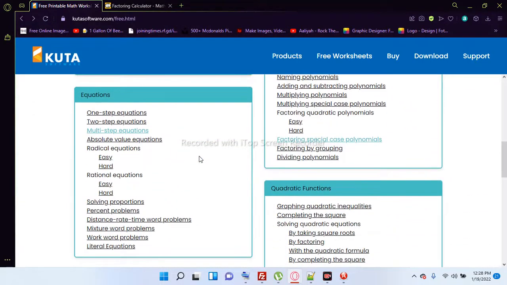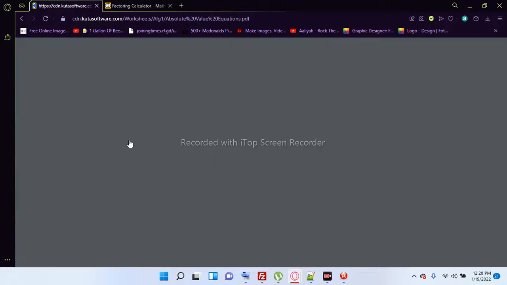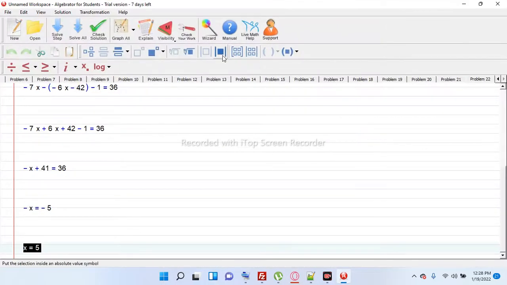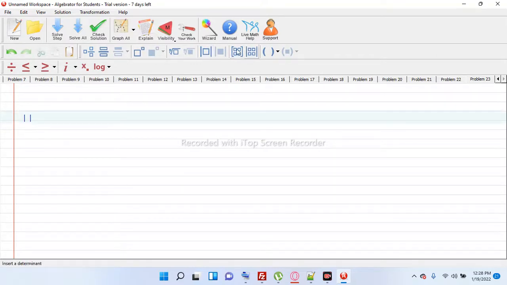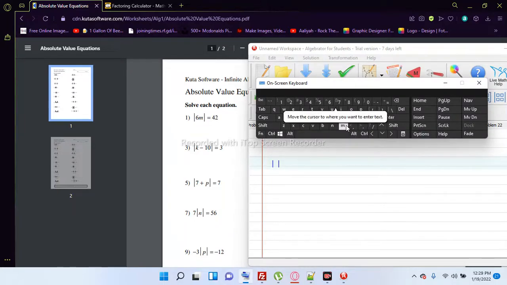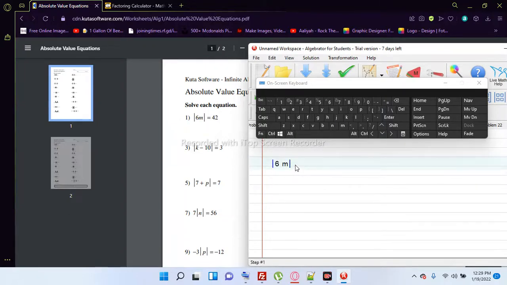Let's see. Absolute value equations. Okay, 6m equals 42. Now I can show you how to use this little symbol here. This right here. Let me see if it shows up. New. Alrighty then. So we type in 6m, go back into it. 6m outside equals 42.